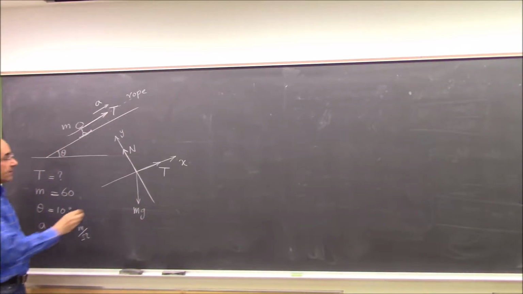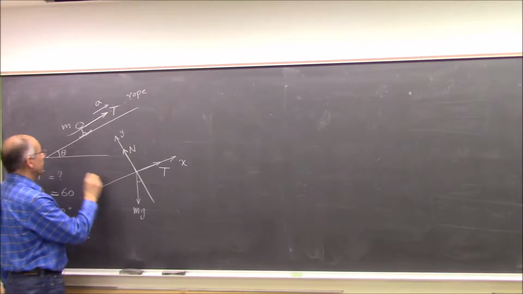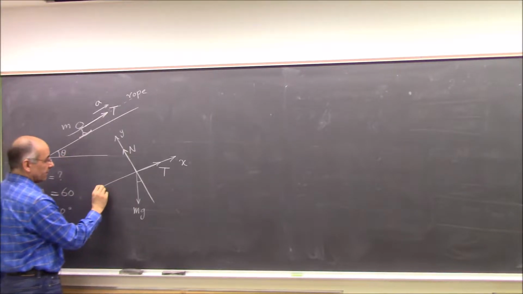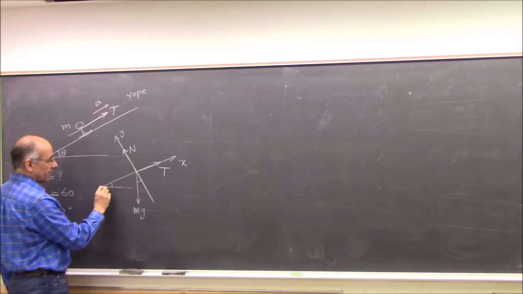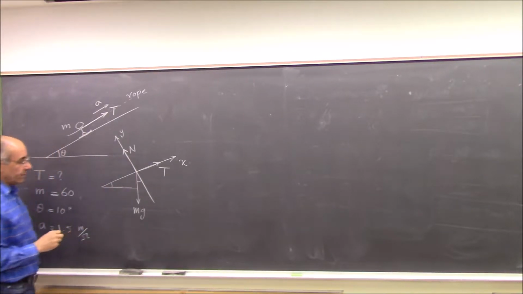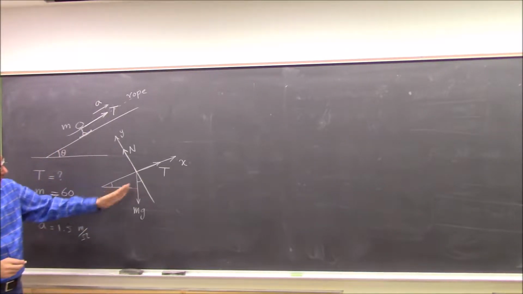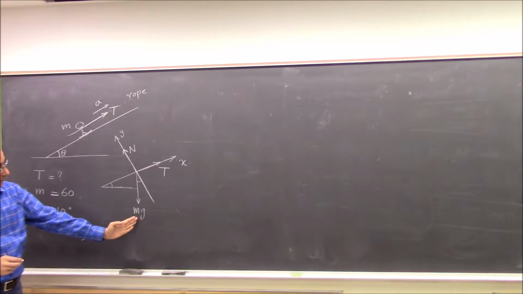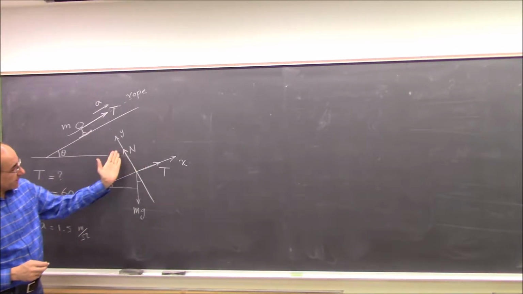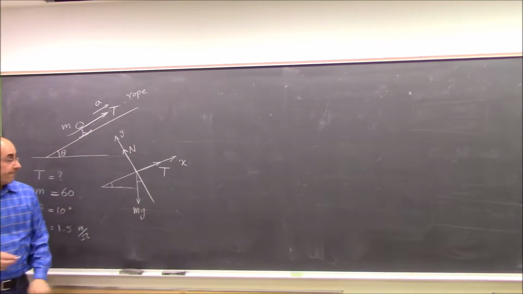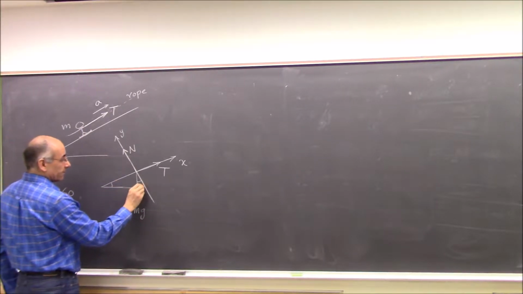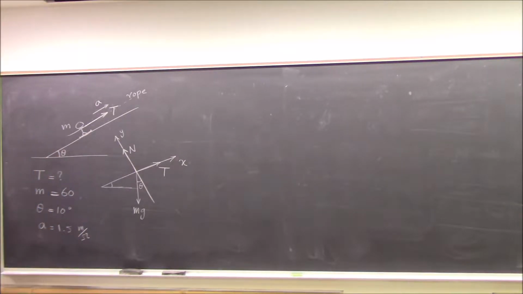Right? And this angle here is equal to this angle, because if this is the angle to the horizontal, look at the sides of this angle: the horizontal side is perpendicular to the weight, and the x-axis is perpendicular to the y-axis. So these two angles are the same. If this is theta, this is also theta. Right? This is my free body diagram.